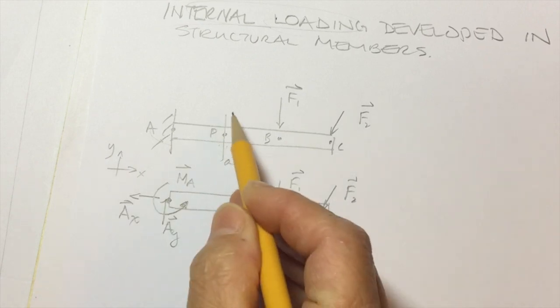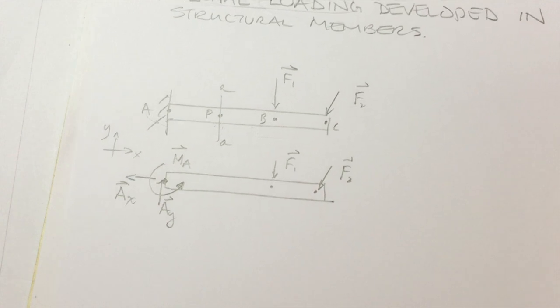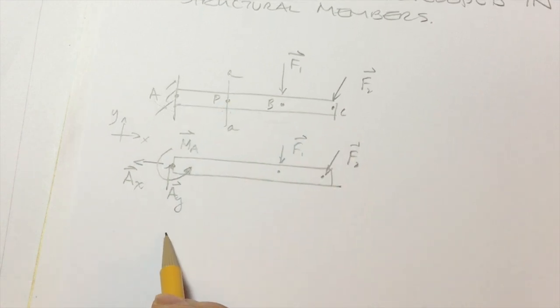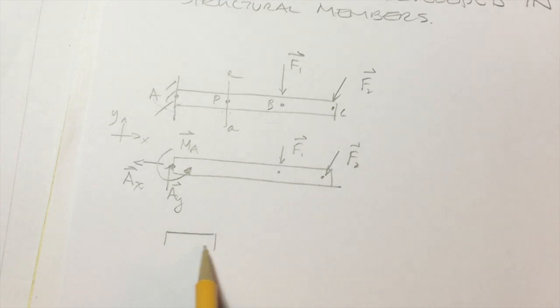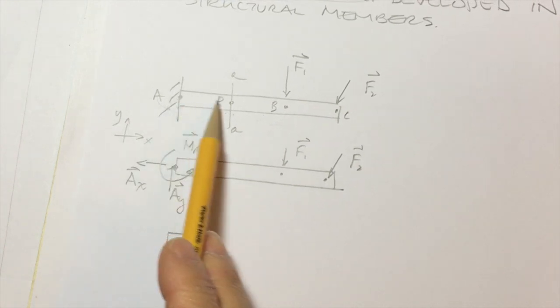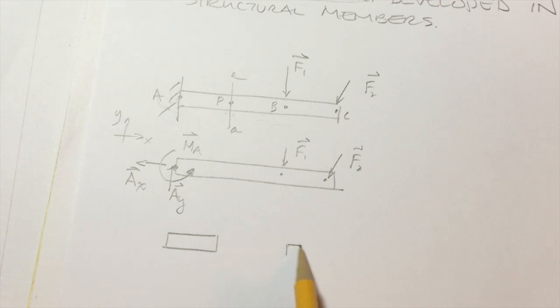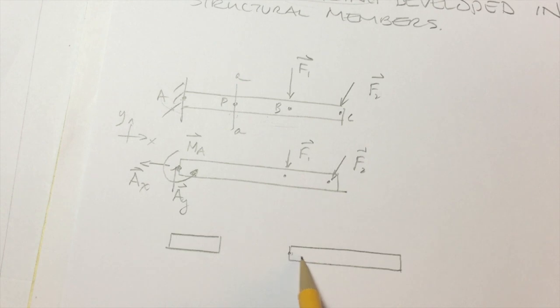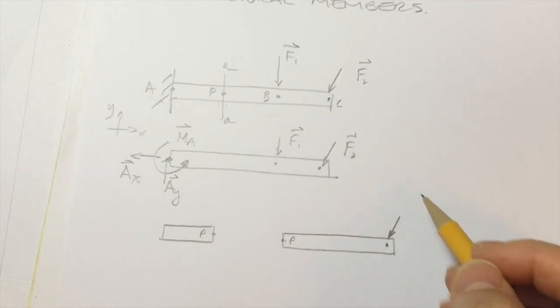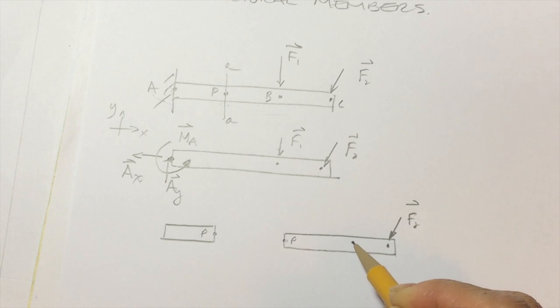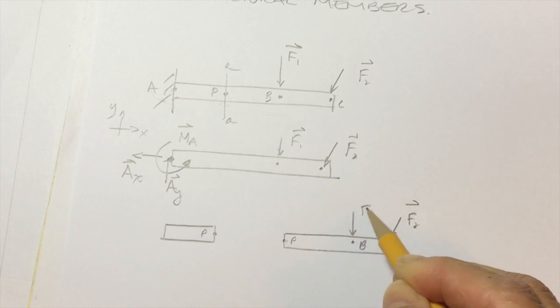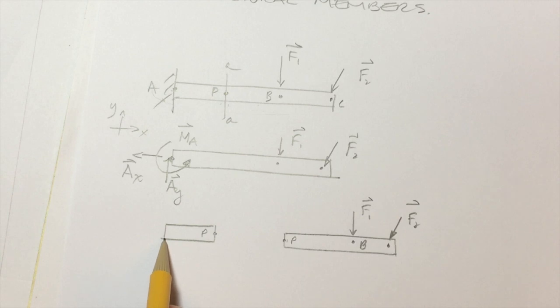So in order to do that, we need to section it. Once I section it, I have two beams, or two parts of a beam. So here's the one part that's from A to P, and here's the other part from P to C. So I'll label this point as P. This point's also P. At C, I have force 2. At B, I have force 1. And at A, I have the same forces as before.